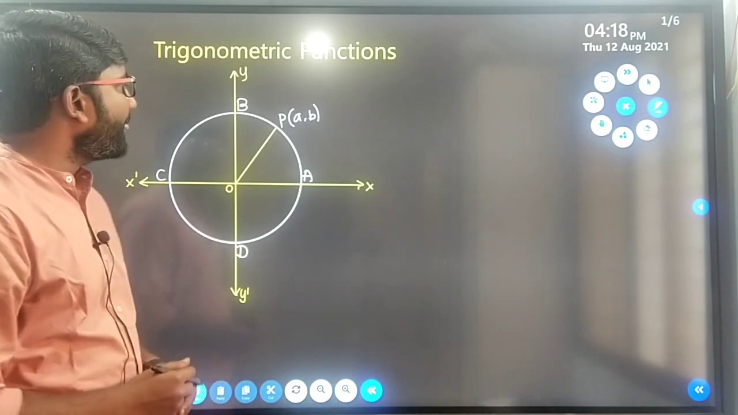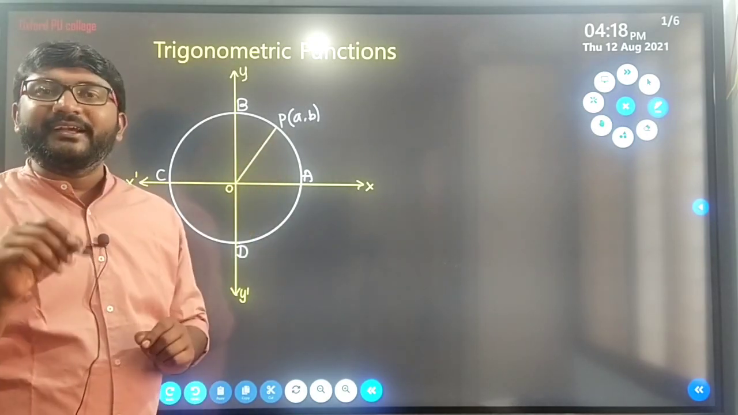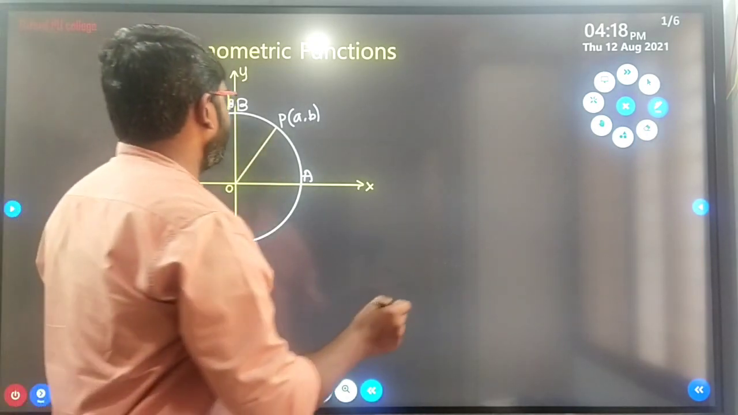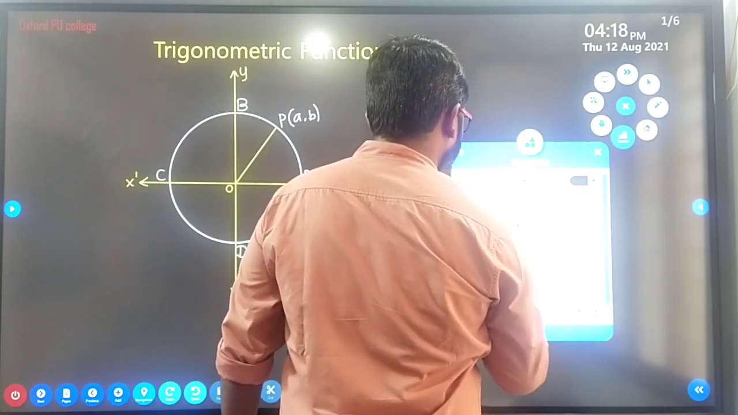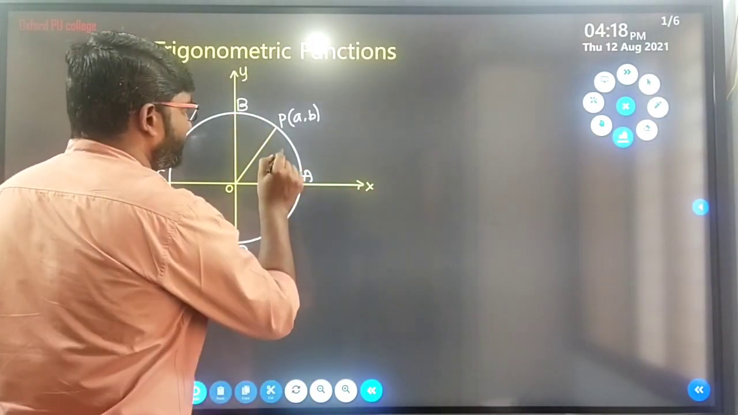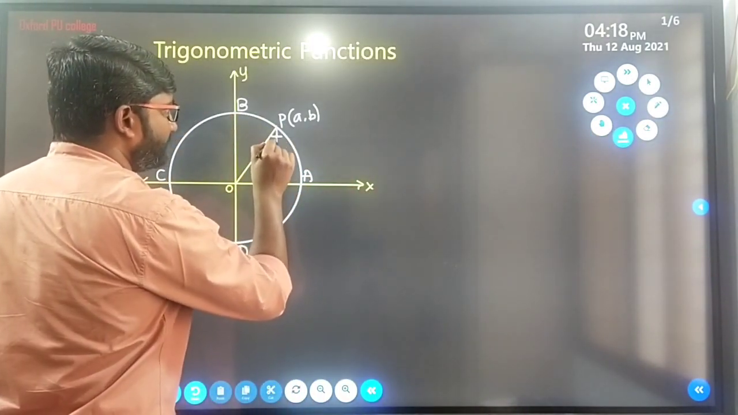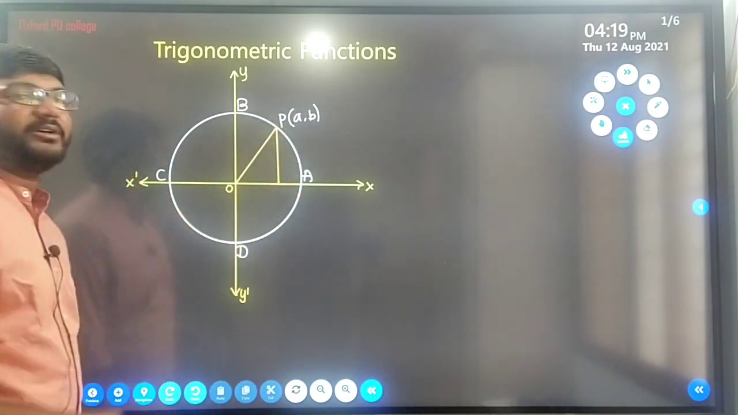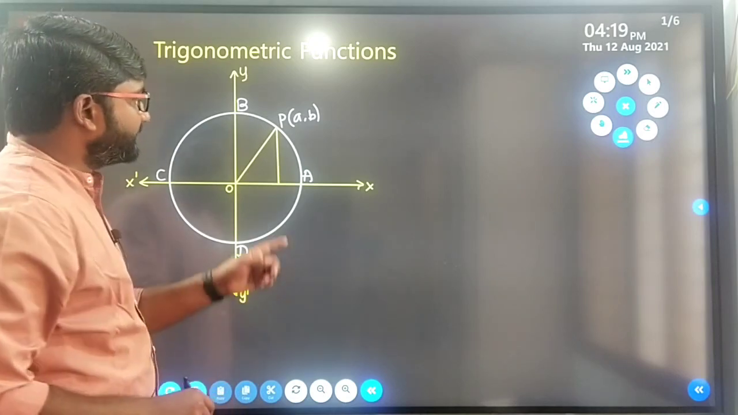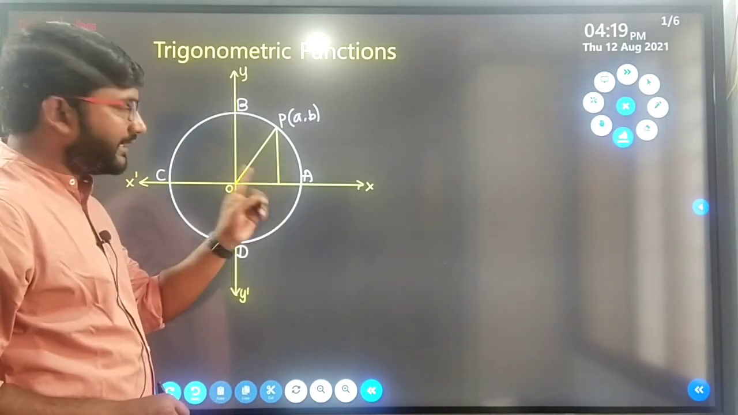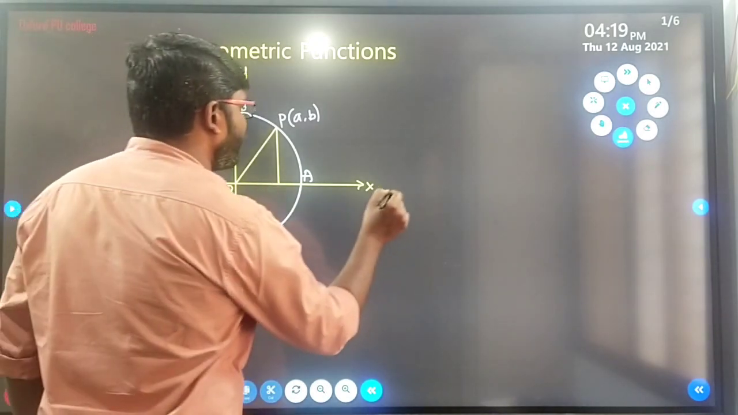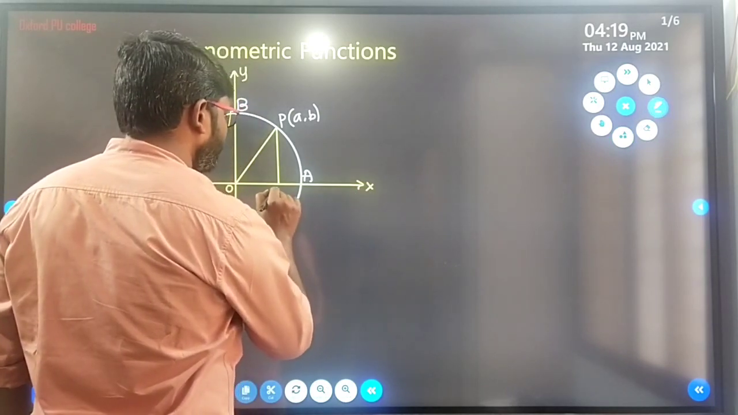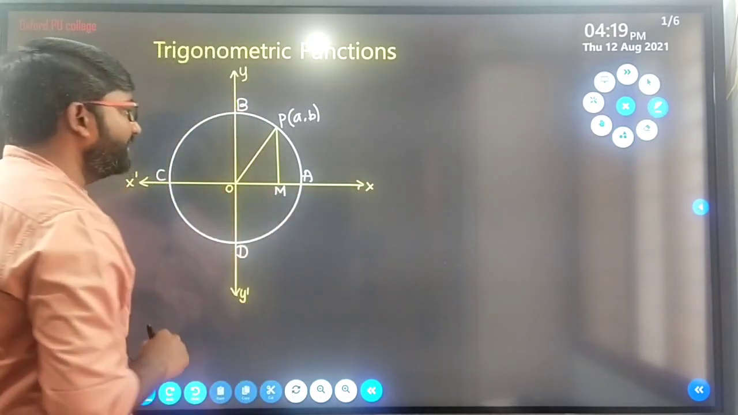Now from the point P, I will be drawing a perpendicular to the x-axis. So from the point P, we have drawn the perpendicular to the x-axis. Let us take this point as M.